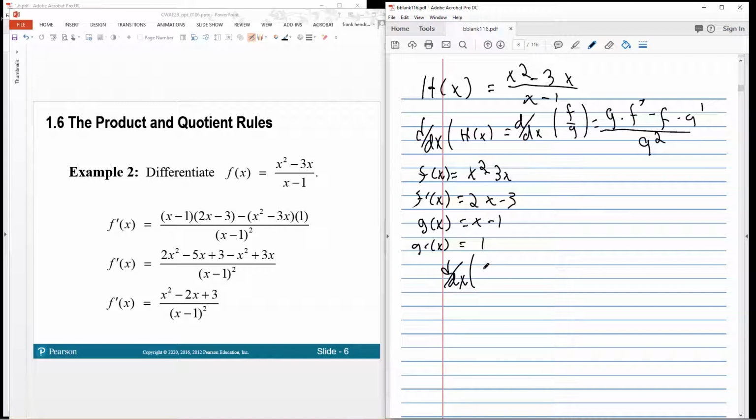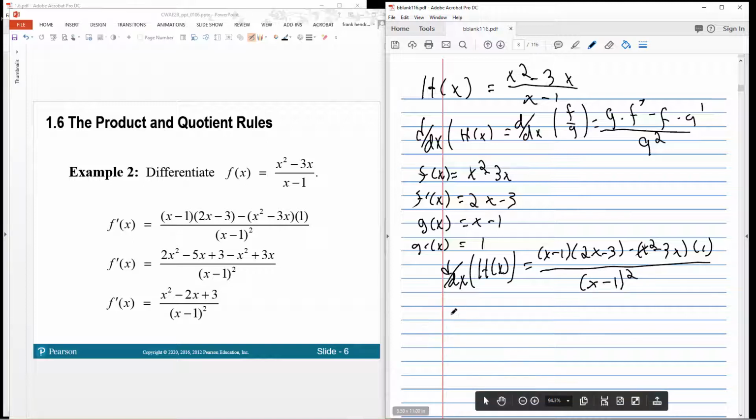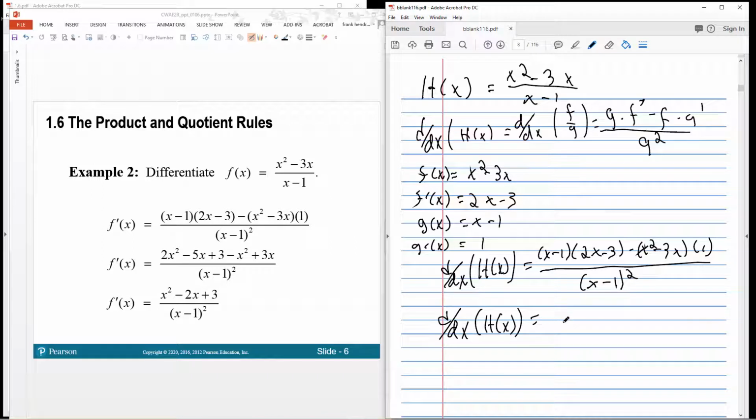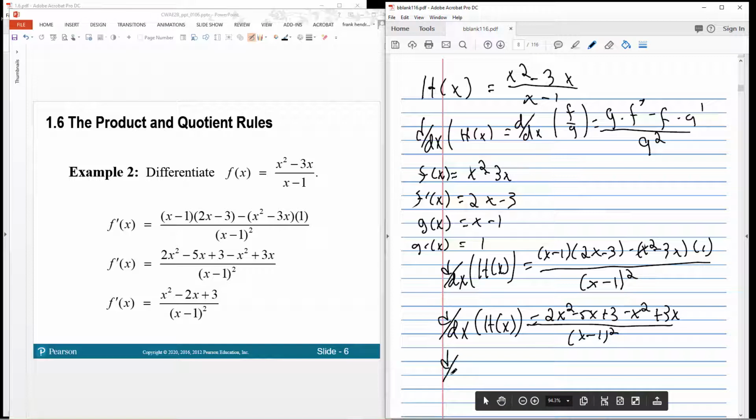So our derivative with respect to x of h of x is going to be x minus 1 times 2x minus 3, minus x squared minus 3x times 1, all over quantity x minus 1 squared. That's going to be 2x squared minus 5x plus 3 minus x squared plus 3x, all over x minus 1 quantity squared. So the derivative with respect to x of h of x is x squared minus 2x plus 3 over x minus 1 squared, and that's our answer there.